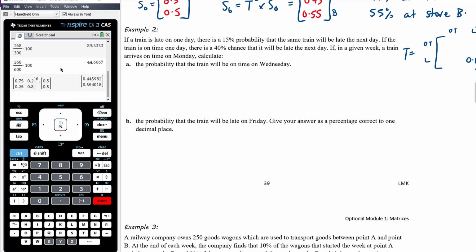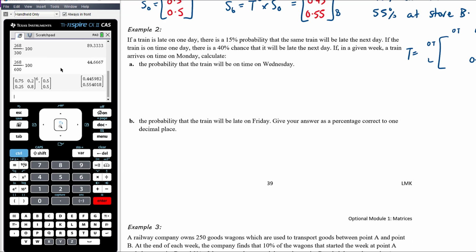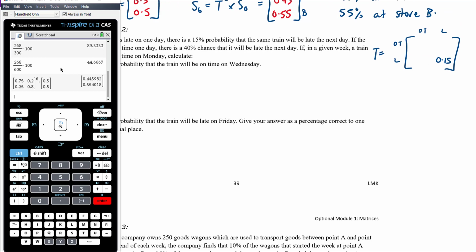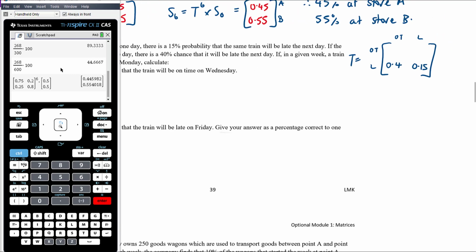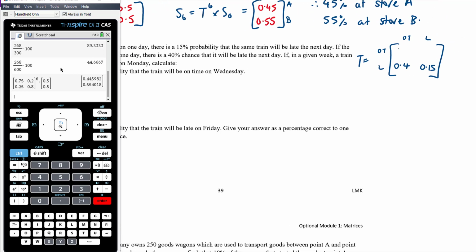If the train is on time one day, there's a 40% chance it will be late the next day. So if it is on time on the first day, there's a 40% chance it will be late the next day. Okay, so remember, columns in our transition matrix have to add up to 1, so this has to be 0.6 and this has to be 0.85. So there's our transition matrix.